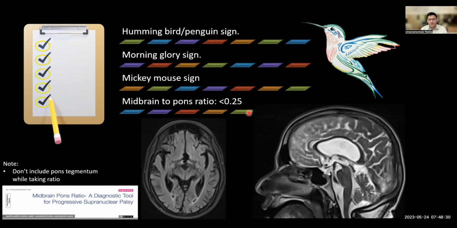And when there is loss of midbrain to pons ratio, less than 0.25, you can confidently diagnose this condition. This looks like a Mickey Mouse. These look like the ears of the Mickey Mouse.